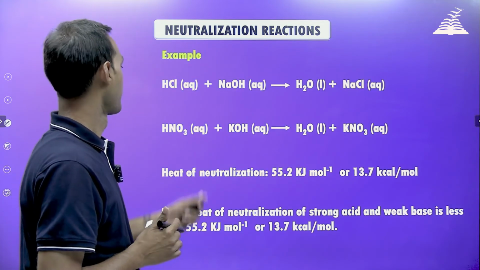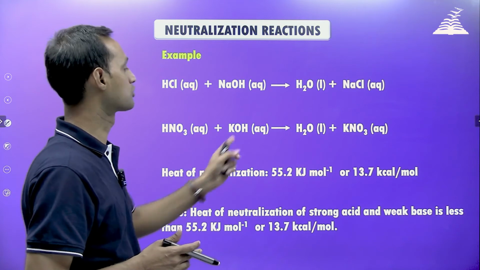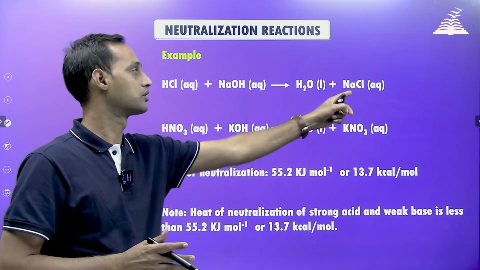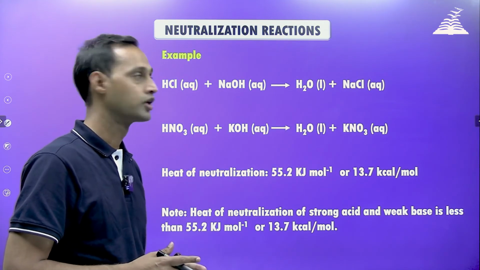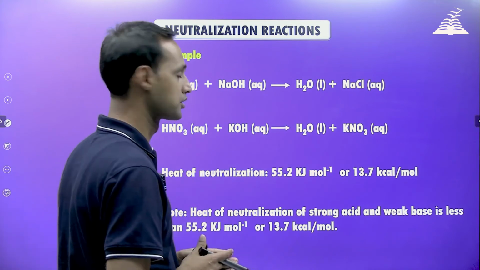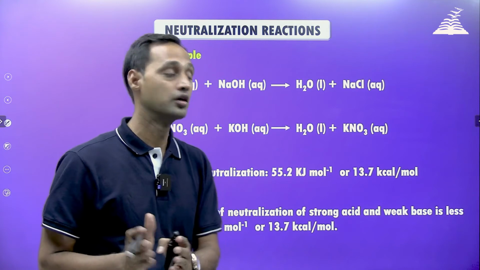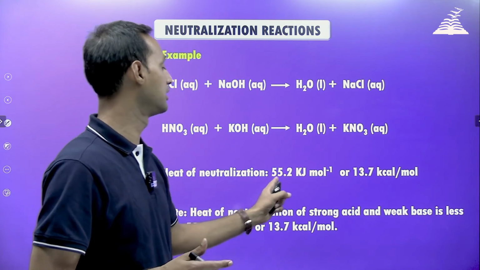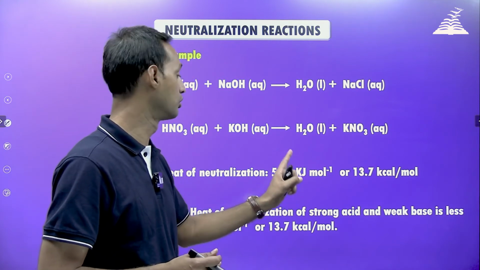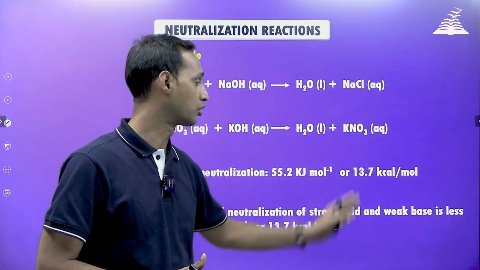Right? See, strong acid and strong base reaction. Water and salt are formed. Salt and water are the common products in a neutralization reaction. If the reaction is between a strong acid and a strong base, the amount of energy released is 55.2 kilojoules per mole or 13.7 kilocalories per mole.